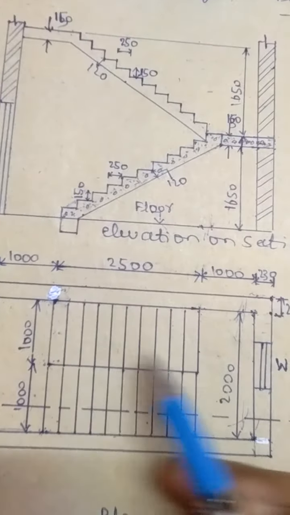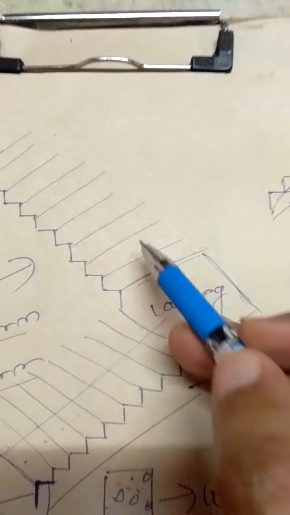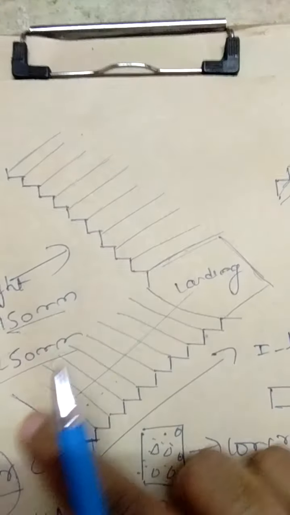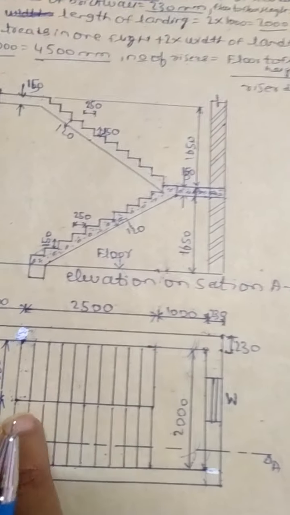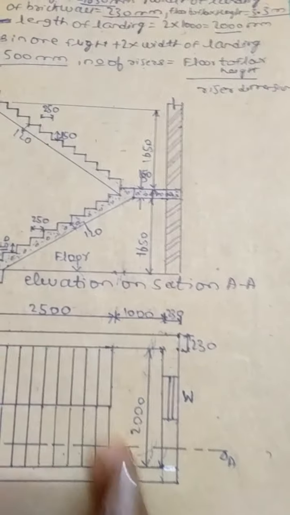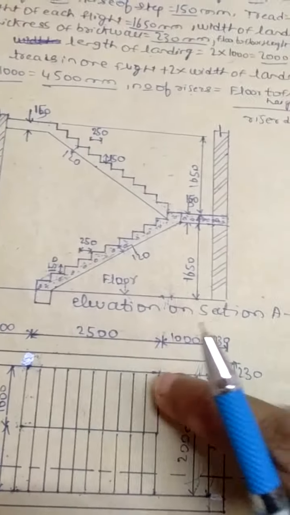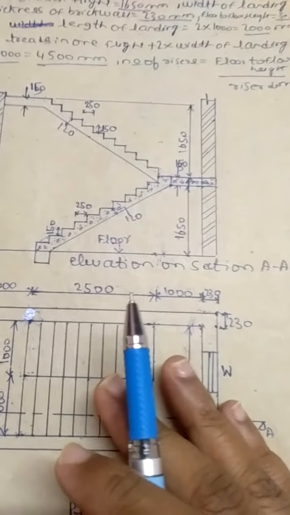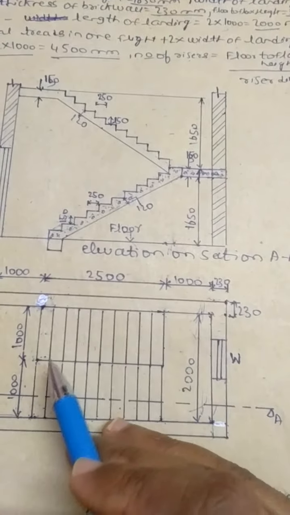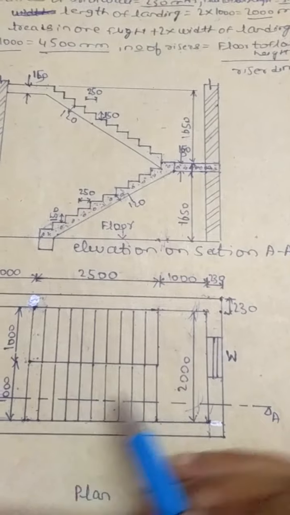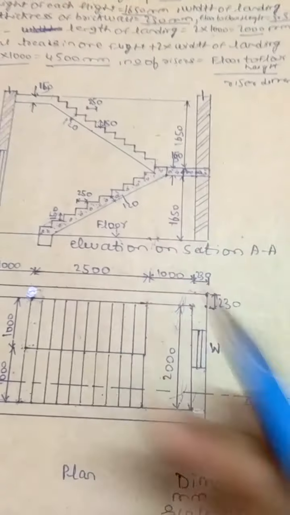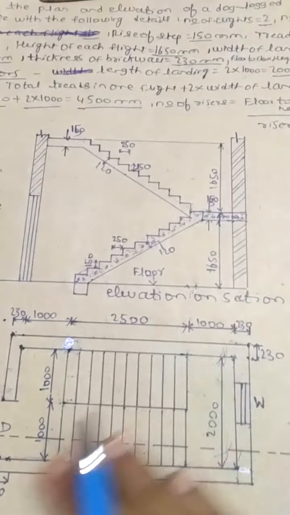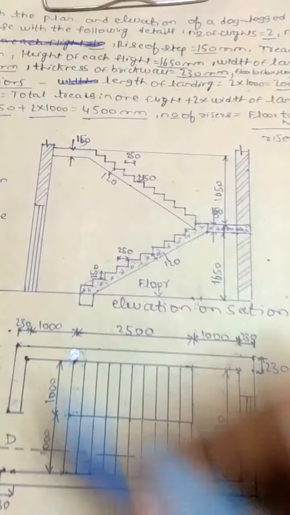And this is the second flight. Here you can see these steps are connected with each other. Then here is a landing, and then this is the second flight, or the second series of steps. So this is how your plan looks. This is the top view of each rectangle, or each step. Then we have to consider the technicality of all these together.